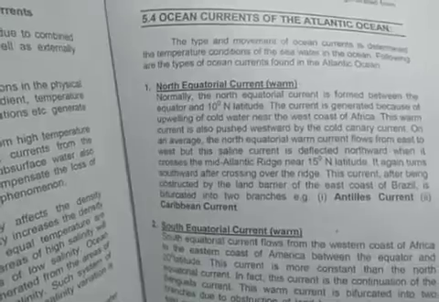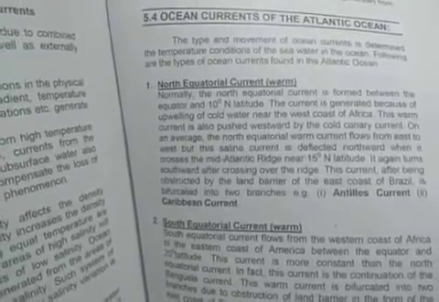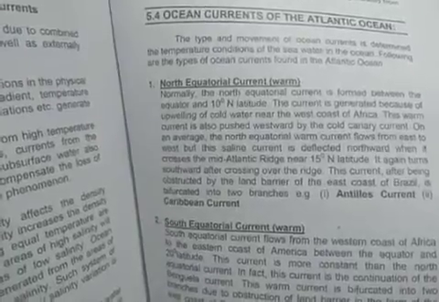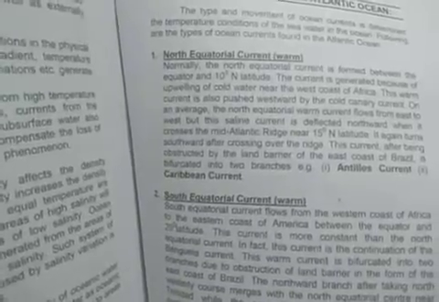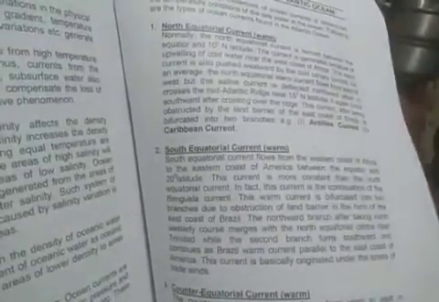This current, after being obstructed by the land barrier of the east coast of Brazil, is bifurcated into two branches. Example: first, the Antilles current; second, the Caribbean current. 2. South Equatorial Current.